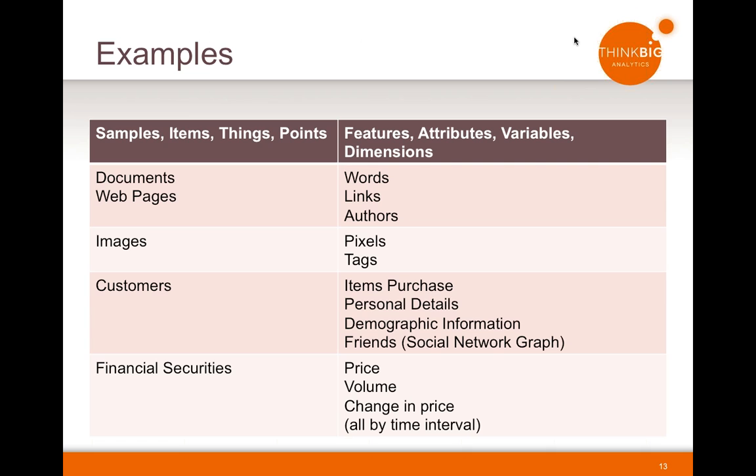Customers. If you're dealing with customers, you might be looking at the items that they purchase, their personal details, demographic information, maybe even their friends or social network graph. These can all be considered features, attributes, or dimensions of your customers. And finally, with financial securities, you may be looking at the price of an instrument, the volume of trades that took place during a given day, or the change in price over an interval of time.